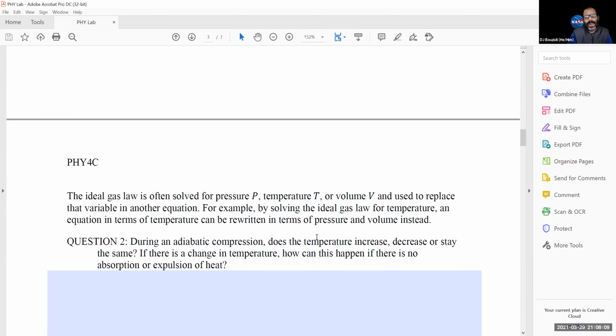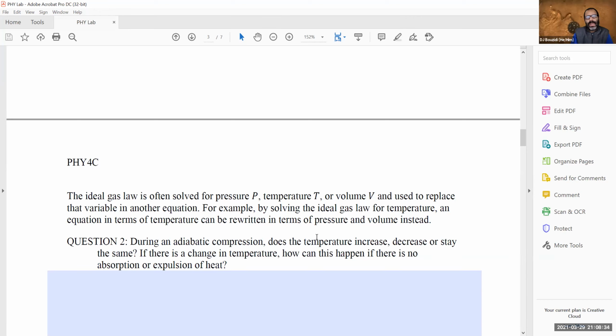During an adiabatic compression, does the temperature increase, decrease, or stay the same? So there is no heat exchange. And this is confusing, because I know almost every year when I give exams, I ask this, and this is not going to be different for you guys, by the way. So be on the lookout for that.